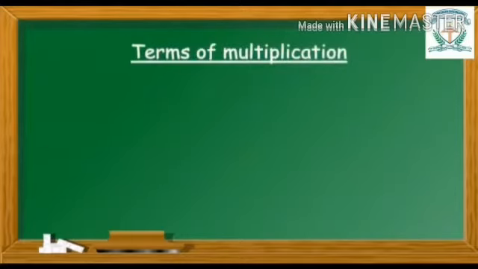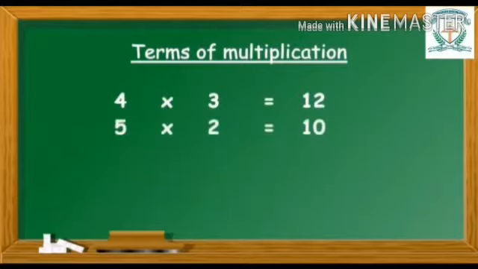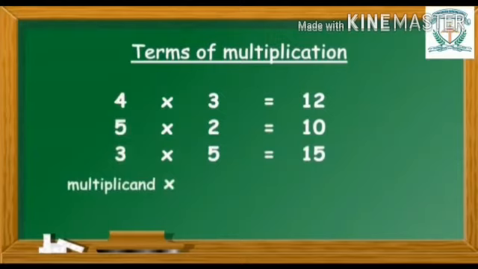Now let us learn the terms of multiplication. From the examples that we discussed, 4 into 3 is equals to 12, 5 into 2 is equal to 10, and 3 into 5 is equal to 15. The first number, which is the number that is being multiplied, is called multiplicand. The second number, which is written after the multiplication sign, is the number by which we are multiplying, and that is called multiplier. And the answer we get after the multiplication is called product.